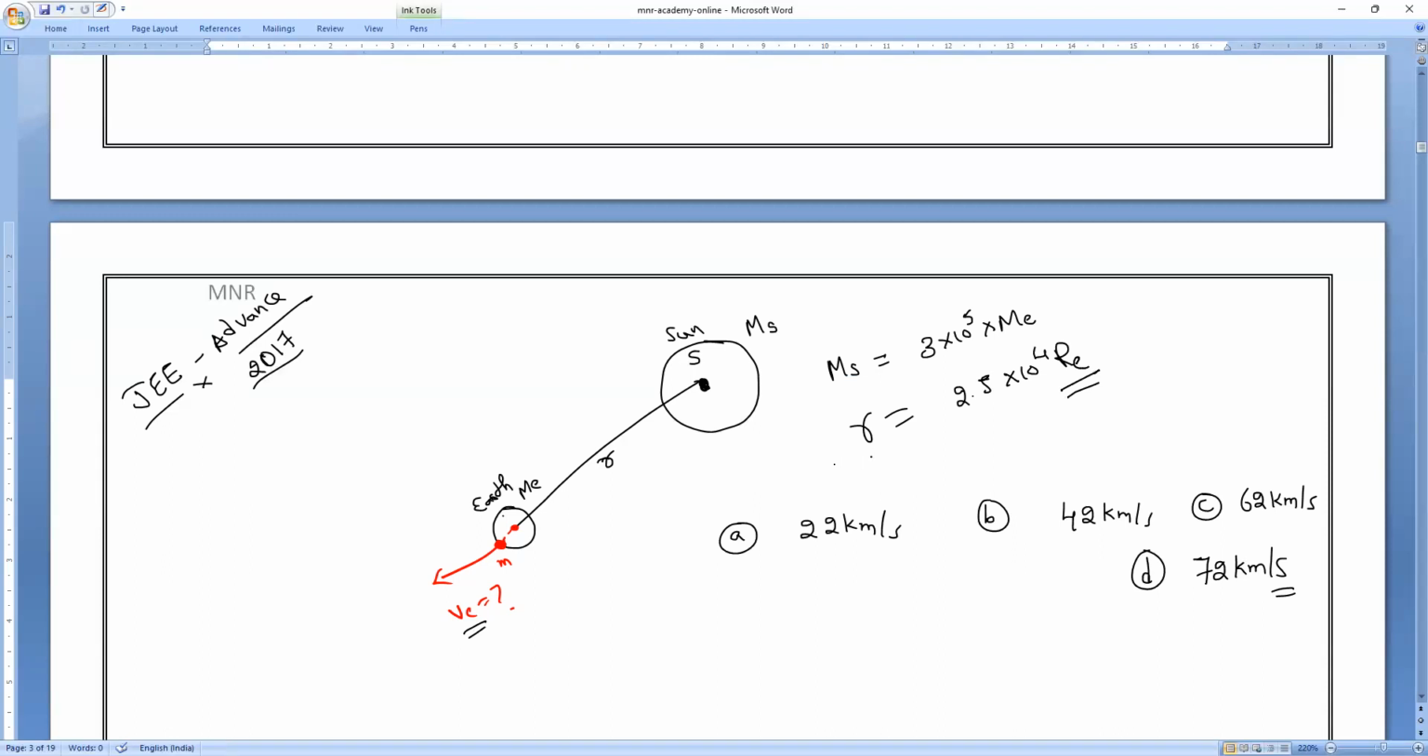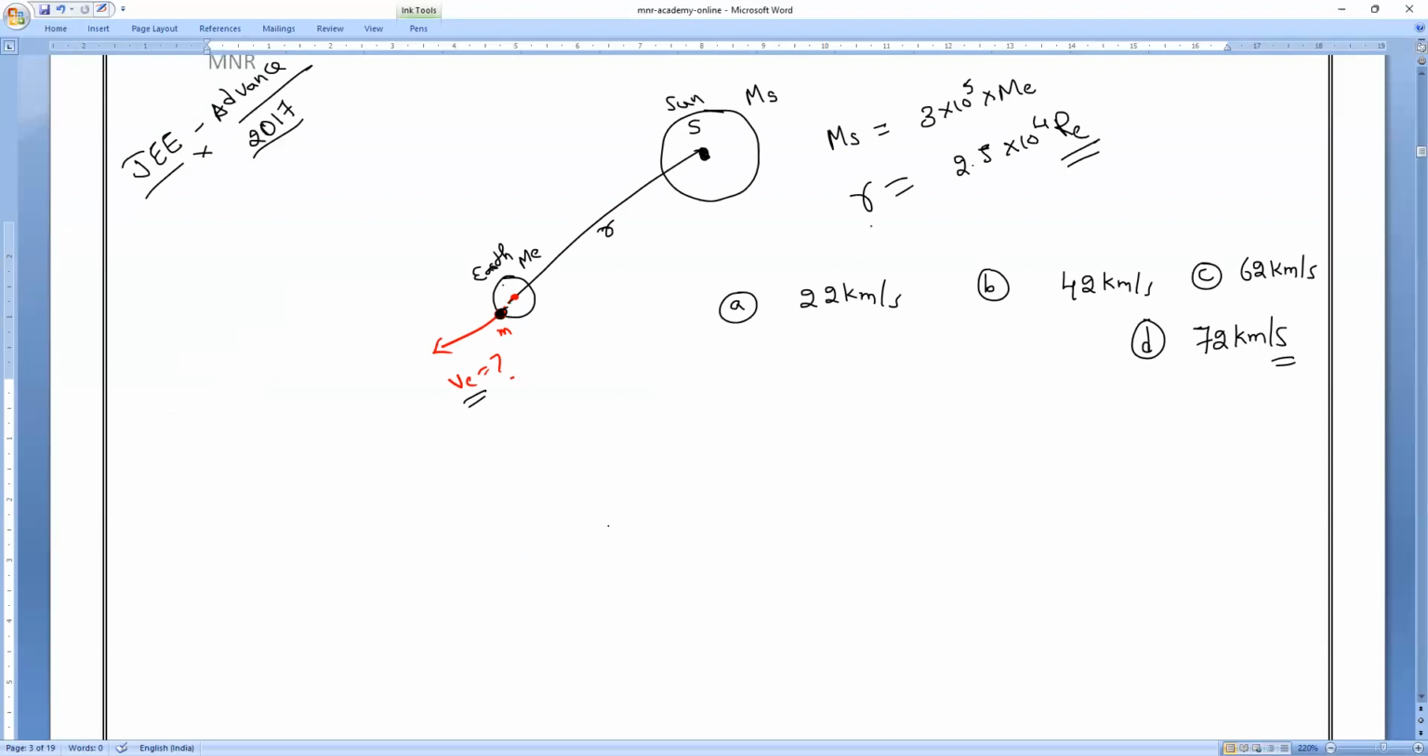This is what is actually the question. So what is the question? The particle is escaping from the earth along the line joining earth and the sun and going away from the sun. That is what is the question.